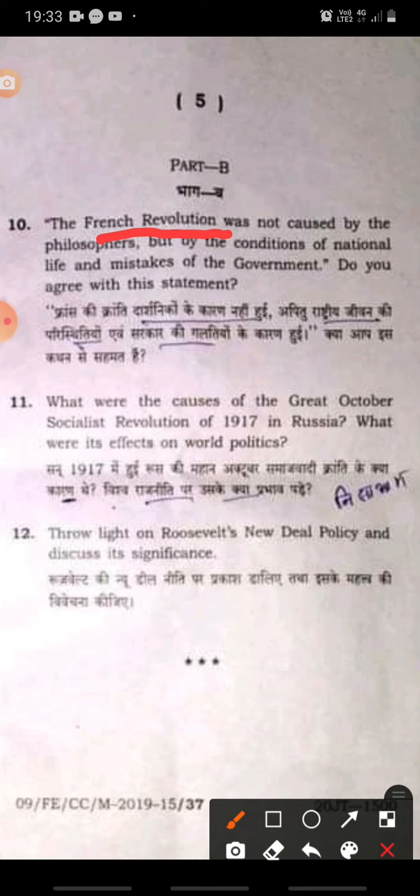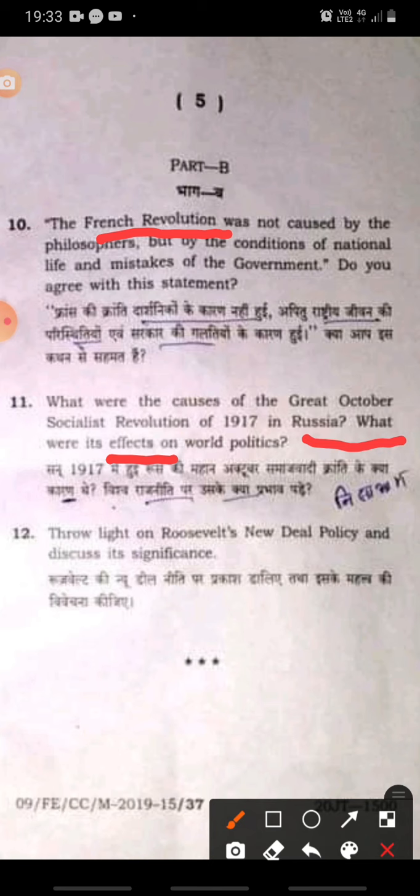Next question: what were the causes of the Great October Socialist Revolution of 1917 in Russia? What were its effects on world politics? So this question is about the Russian Revolution and its effect. So causes and effects, or causes and consequences, causes and significance. If you have studied any facts about this, you can write about the Russian Revolution very easily. So it's a direct question, you can write it.